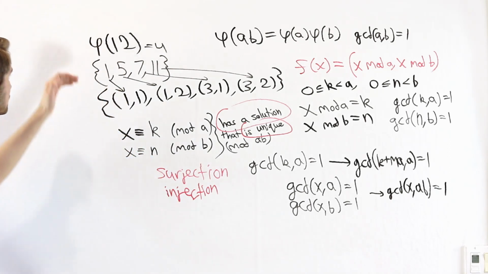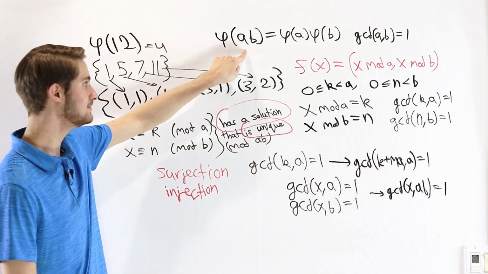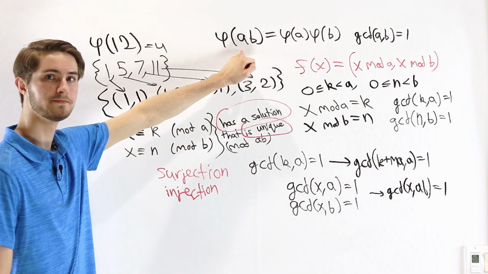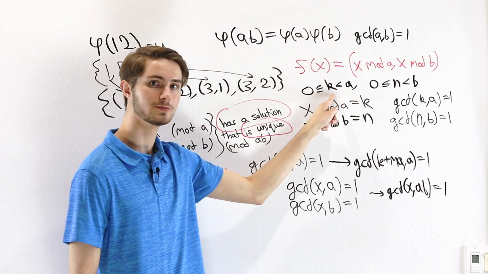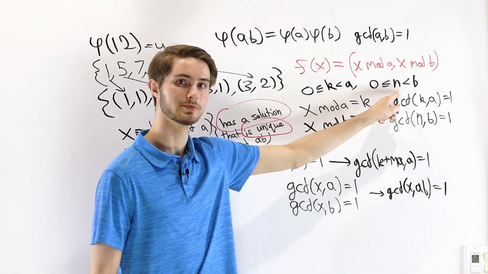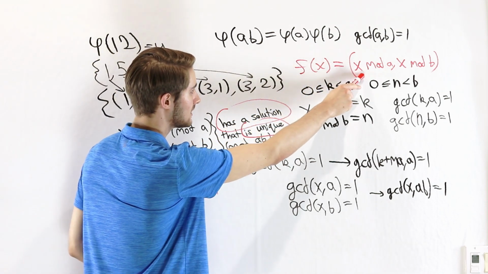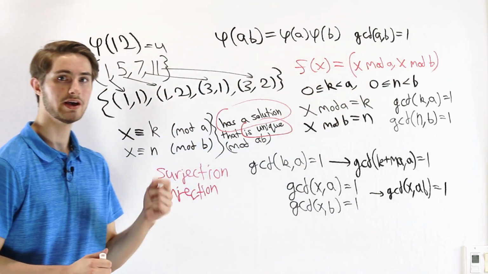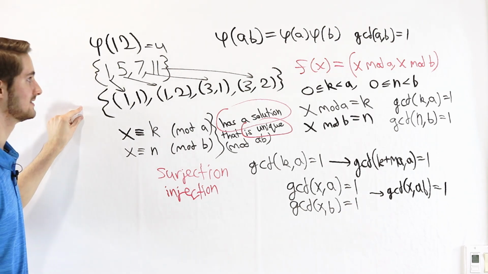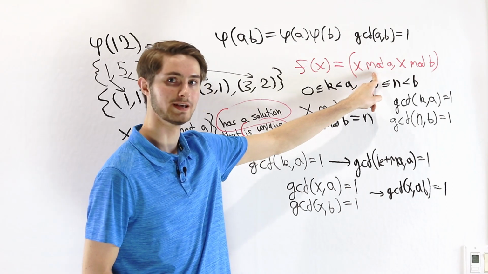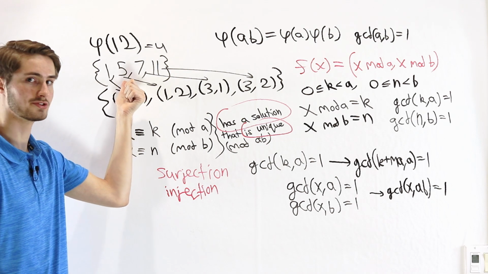The first thing we do is construct two sets. The first set is the set of all numbers from 0 to ab that are coprime to ab. And the second set is the set of ordered pairs, where the first is coprime to a and the second is coprime to b. We know that we can use the function f of x equals x mod a, x mod b. And that function will give us, from the first set, elements of the second set. Because x mod a is coprime to a, and x mod b is coprime to b, as long as we start from this first set.